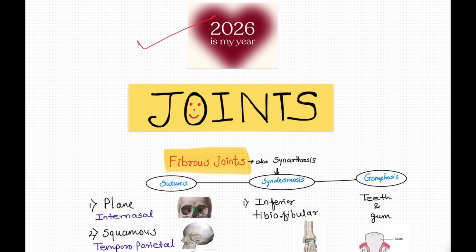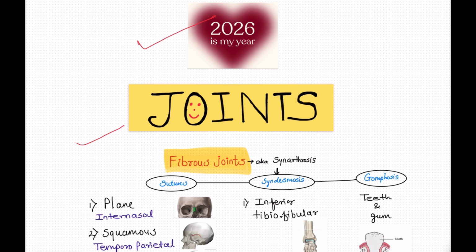So in this topic, we are going to learn about joints and its types. So friends, joints are nothing but articulations. They are the places where two or more bones meet. They are essential for providing movement, stability, and support to the human body.